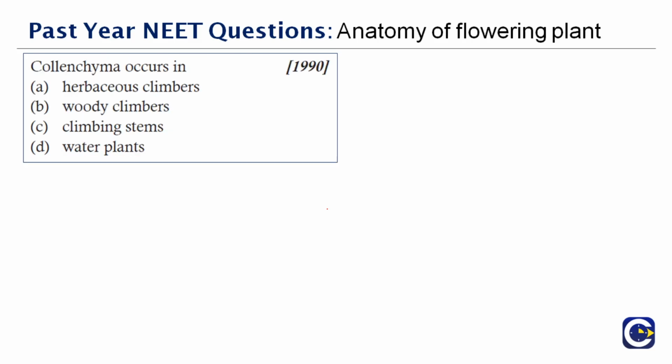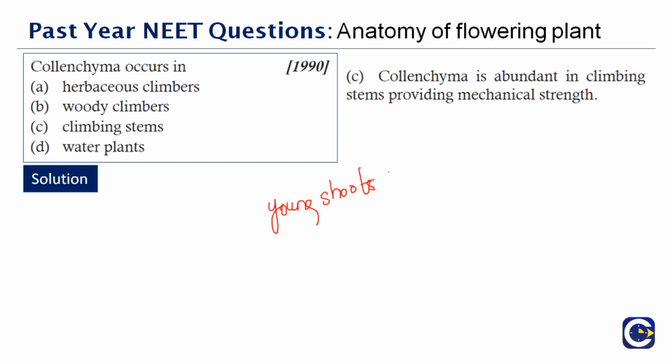Next question. Collenchyma occurs in dash. We already discussed what collenchyma is. Like sclerenchyma, this is another type of cell. To be more precise, it is a tissue strengthened by thickening of the cell wall, mostly prevalent in young shoots. Collenchyma is a tissue in which the primary walls are unevenly thickened and consist of homogeneous, more or less elongated living cells, and it provides mechanical support to the plant. It occurs more abundantly in climbing stems to provide mechanical strength. Therefore, the correct answer is option C.